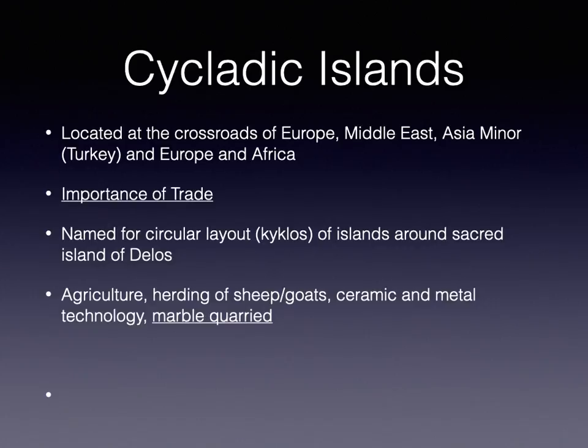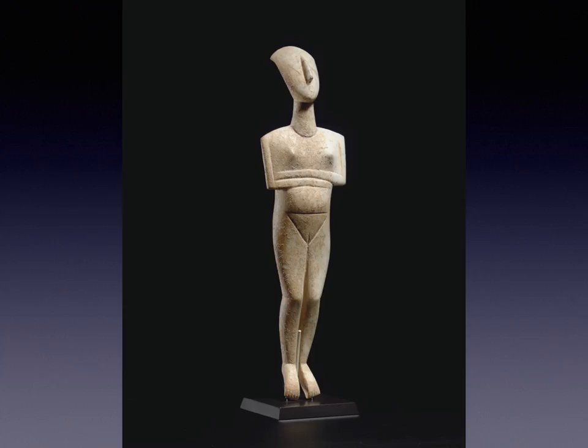Some basic information about trade, social life, geographical layouts, division of labor, agriculture, herding, marble quarrying. Early on, we see some clay figures made of rather inferior clay, just about the polar opposite of porcelain, which is about the finest clay with which you can work.